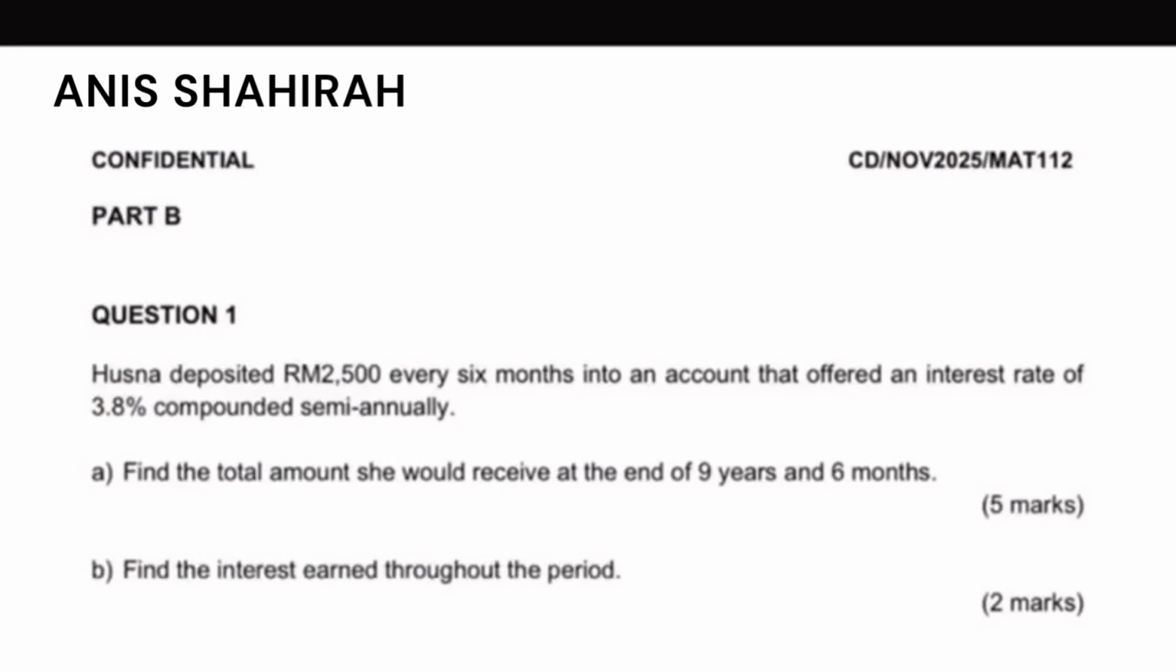So this is question 1 part B. Husna deposits 2,500 every 6 months into an account that offers an interest rate of 3.8% compounded semi-annually. A. Find the total amount she will receive at the end of 9 years and 6 months.